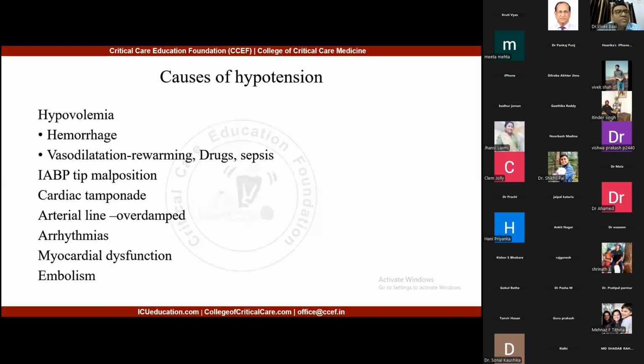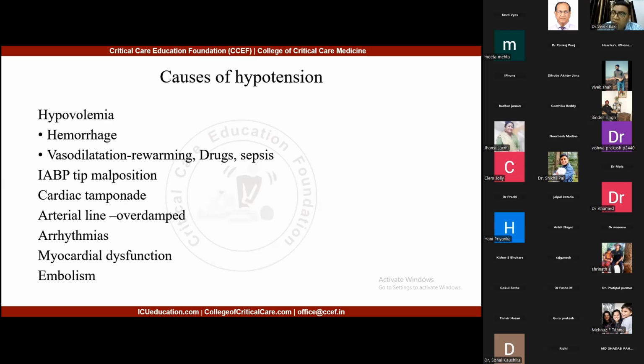So the most common causes are hypovolemia, bleeding, vasodilatation due to drugs, possibly NTG, sepsis. IABP is there, so possible IABP tip malposition, possible cardiac tamponade, arterial line overdamped. Sometimes you are dependent on the arterial line waveform and it's overdamped. Arrhythmias, myocardial dysfunction and embolism. These are the major causes of hypotension in a patient just post-op CABG with IABP.